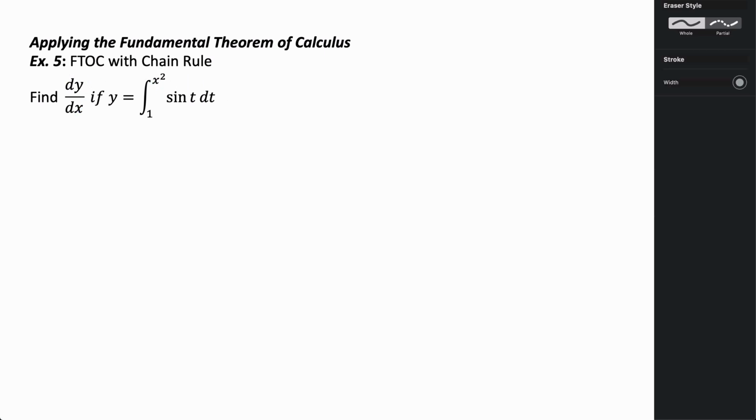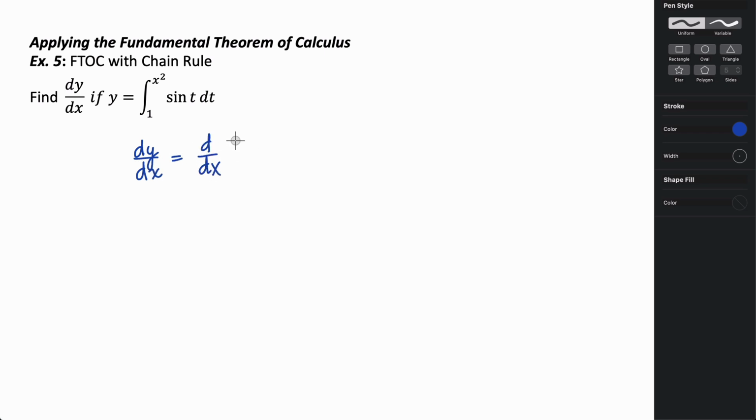So what will that look like? If y is equal to this, then dy/dx is equal to the derivative with respect to x of the integral from 1 to x squared of sine of t dt. So if I substitute in, I'm taking the derivative of this, so it's going to end up being sine of x squared, and then times the derivative of the inside of this.